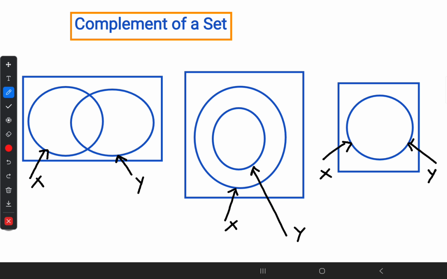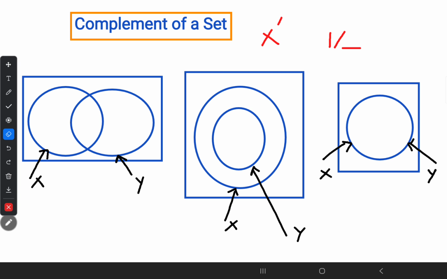Complement of a set. Complement of a set means, for example, we denote it here using X complement. This is the notation. Just write the X, thereafter there is a slanted line. This is not 1. This is not negative. This should be a slanted line in between 1 and negative.